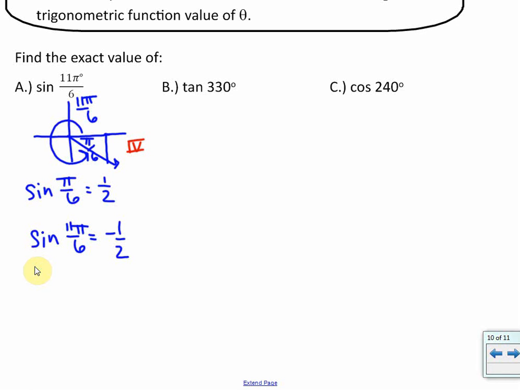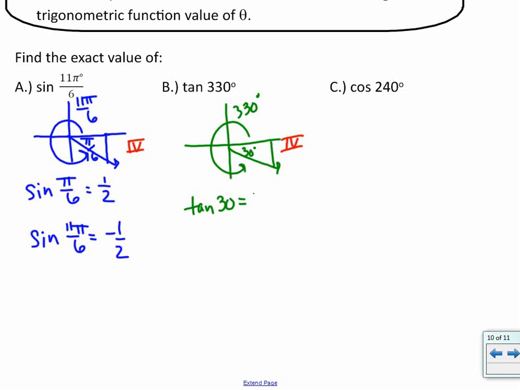For example B, tangent of 330 degrees, well, that's going to, again, be in the fourth quadrant. My reference angle here would be 30. So I want to really find the tangent of 30, which if I look at my unit circle or exact value chart, the tangent of 30 is radical 3 over 3. Since it's in the fourth quadrant and it's not cosine, that means that the tangent of 330 is going to be negative radical 3 over 3.